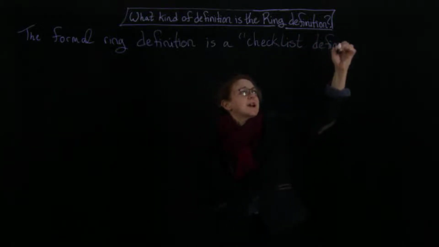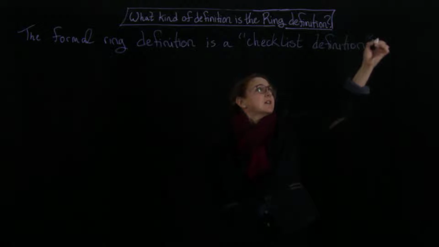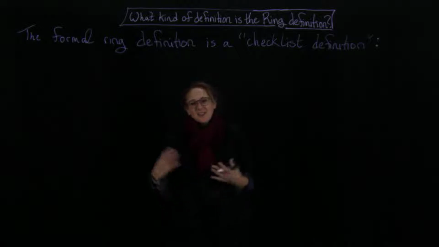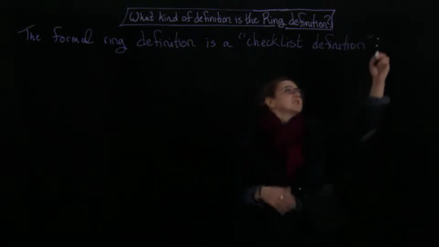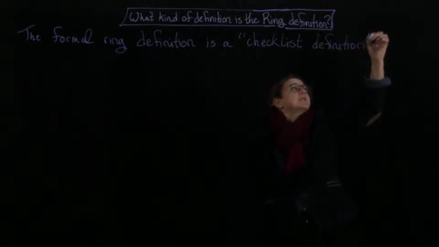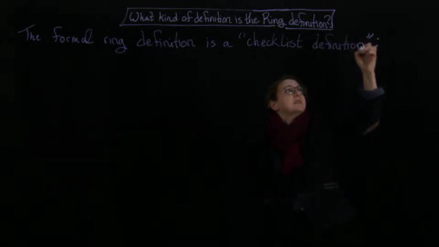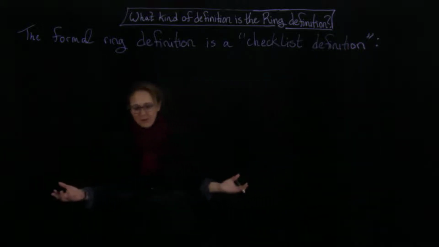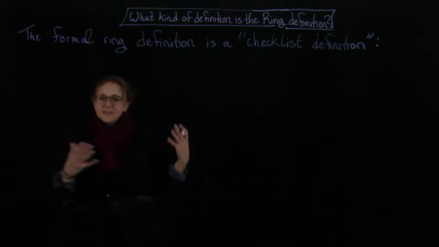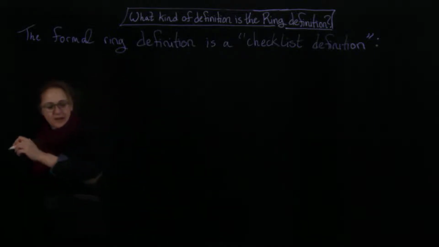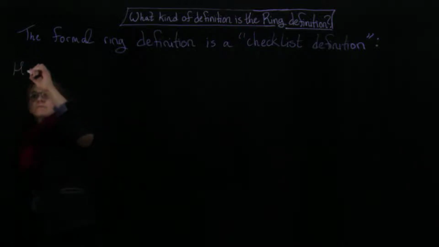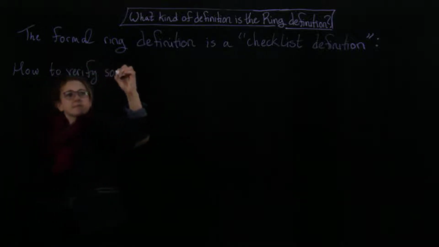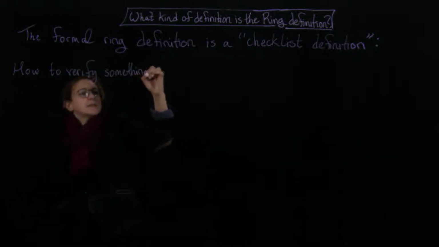This is a name that I came up with at some point because a lot of students were struggling to understand how you prove that something satisfies a definition. I thought about it, and there are different forms of definitions, but a lot of the ones we deal with are what I would call a checklist definition, meaning it has a list of properties. The ring definition had this whole long list of properties. So how do you verify that something satisfies such a definition?